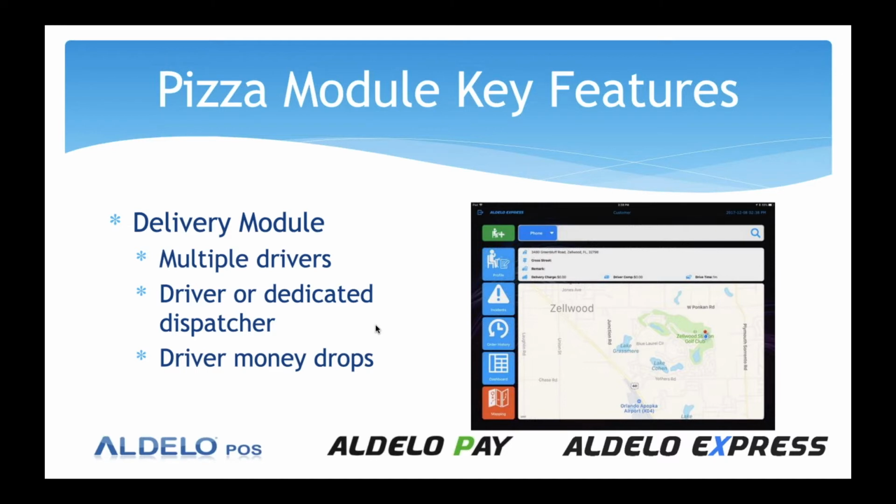When I talked about the money drops, it's very simple, and it's something that pops up for them when they come back from their runs. And then, of course, the driver balancing. It can be that driver balancing that I described earlier, where they enter their till at the beginning, enter their ending till, and it will then balance them.